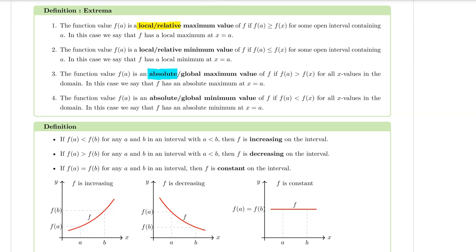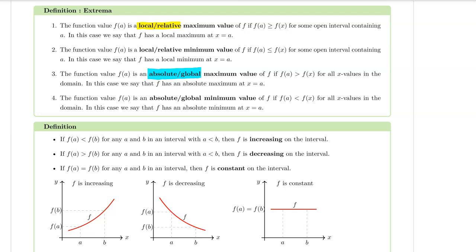And then we have absolute or global extrema, which those words are also used interchangeably, just depending on where you hear them. So when we're talking about absolute or global maximums or minimums, those essentially are the highest or lowest points on the graph of a function. And when we're talking about local or relative extrema, those are essentially high or low points in little neighborhoods along the x-axis.